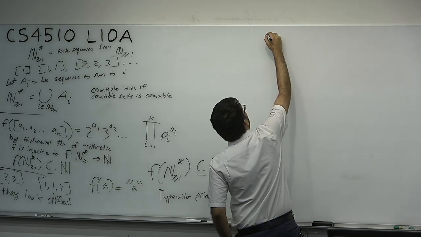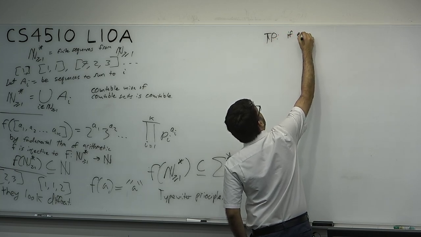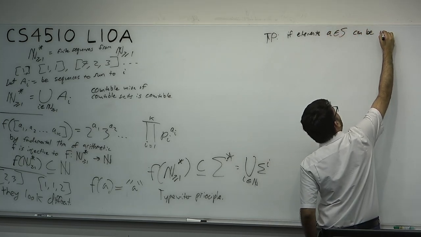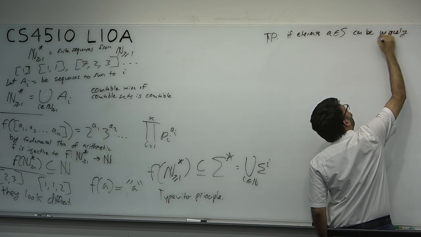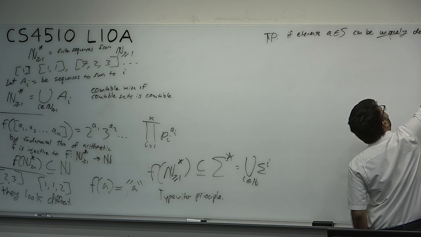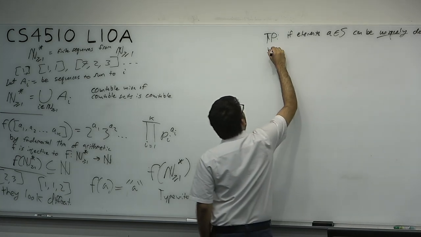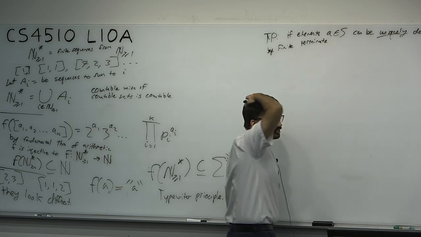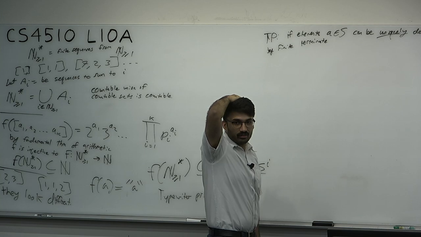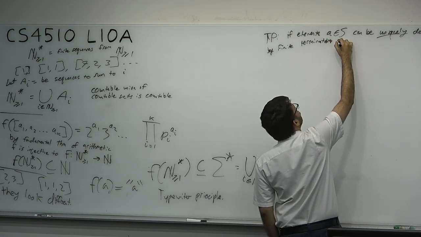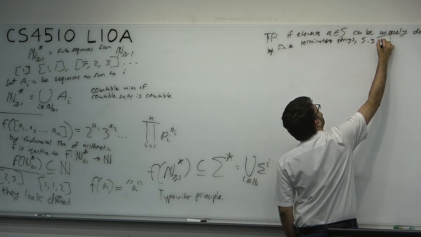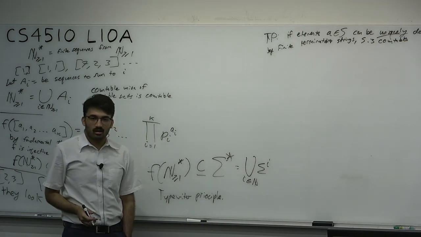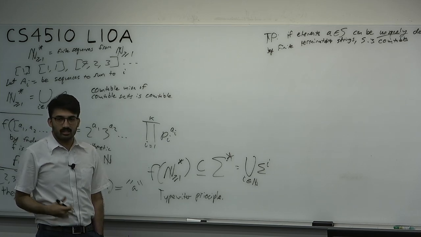So what's the typewriter principle? Let's say TP: if elements a of some set S can be uniquely described by finite terminating strings, S is countable. All strings terminate, except for the lecture we're going to do after this, where we're going to talk about infinite strings. But suppose the strings have all finite length. Terminating strings, S is countable. So if the elements of a set can be uniquely described by strings, then the set is countable.